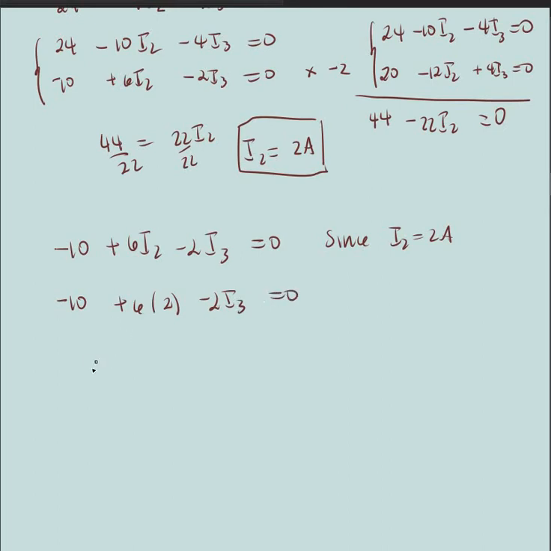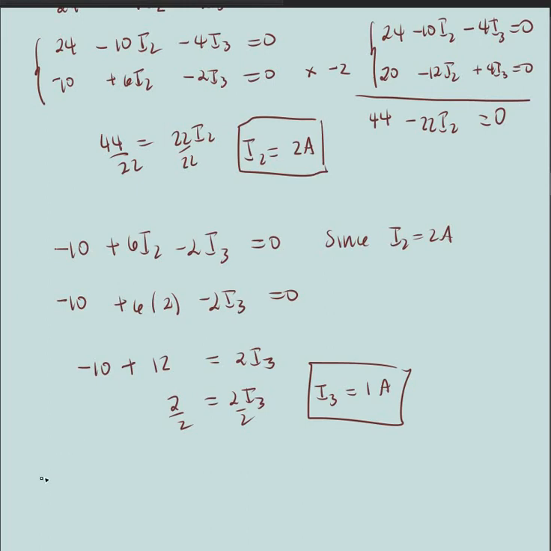So this is going to be 12, right? Minus 10 plus 12. And let's send 2I3 to the other side. It's going to be positive 2I3. Minus 10 plus 12 is going to be 2. Is equal to 2I3. So I3, divide both sides by 2, and we got that I3 is equal to 1 ampere. Yeah, we found the second one.